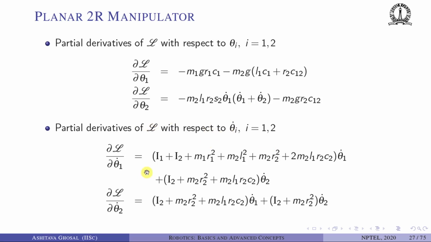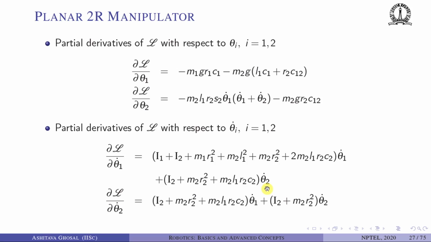The partial derivative of the Lagrangian with respect to theta i dot can also be obtained. The Lagrangian with respect to theta 1 dot will contain I1 plus I2, m1 r1 square, m2 l1 square, m2 r2 square, and then 2 m2 l1 r2 c2 into theta 1 dot, and then one more term which is I2 plus m2 r2 square plus m2 l1 r2 c2 into theta 2 dot. Likewise, the partial derivative of the Lagrangian with respect to theta 2 dot will be given by I2 plus m2 r2 square and m2 l1 r2 c2 into theta 1 dot, and I2 plus m2 r2 square into theta 2 dot. Remember the kinetic energy contains theta 1 dot square and theta 2 dot square, and it had a half. So we are now left with theta 1 dot and theta 2 dot, the half has gone away. It is very straightforward, standard partial derivatives with respect to theta 1 dot and theta 2 dot, nothing new.